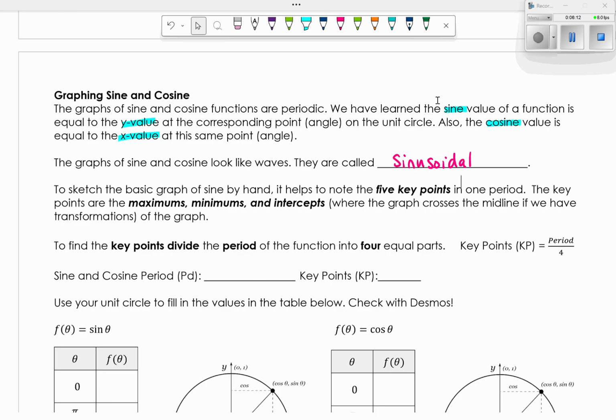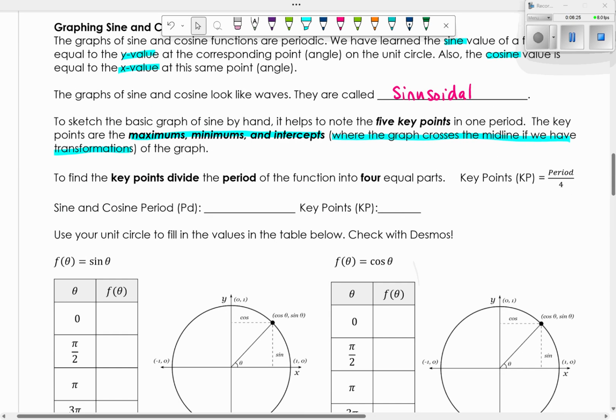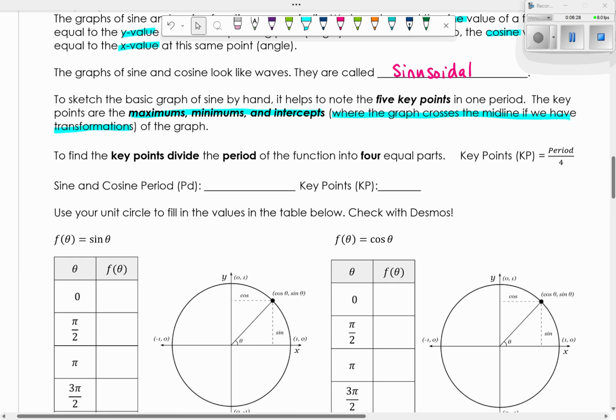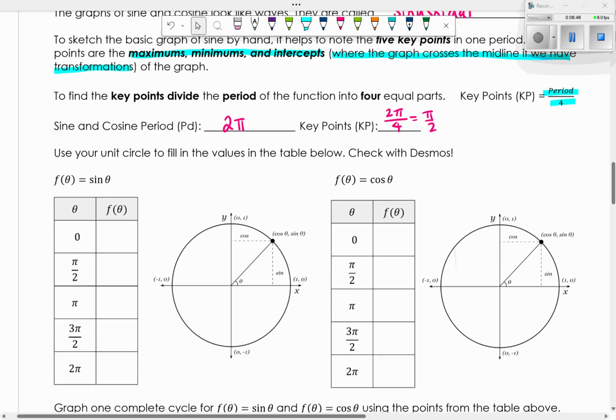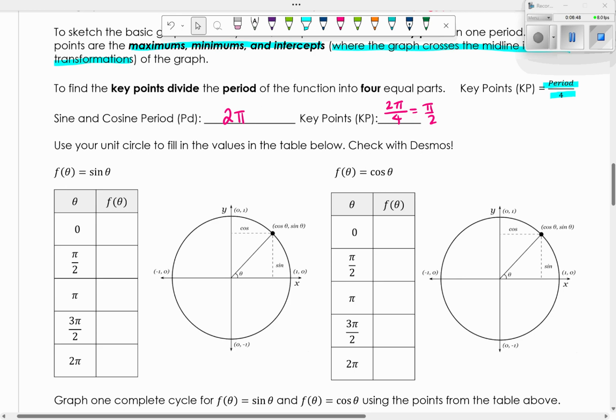It says to sketch the basic graph of sine by hand, it helps to note the 5 key points in one period. The key points are the maximums, minimums, and intercepts, or where the graph crosses the midline if we have transformations on the graph. To find the key points, you divide the period of the function into 4 equal parts. So the period divided by 4 tells me the key points. The sine and cosine period is one time around the circle, which is 2 pi. So this would be 2 pi over 4, which is pi over 2. So that would be the key points for sine and cosine.